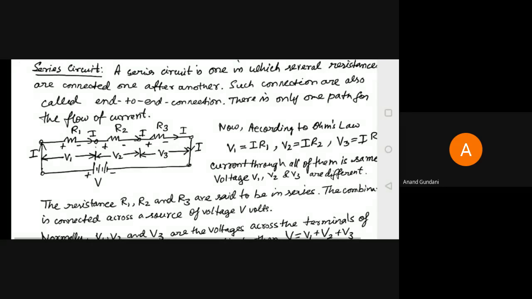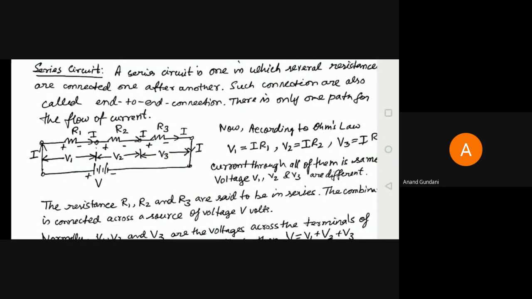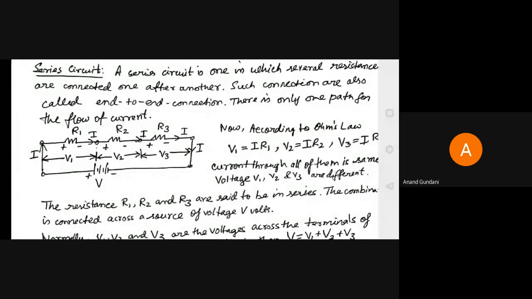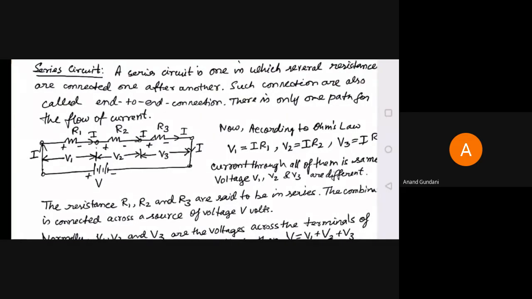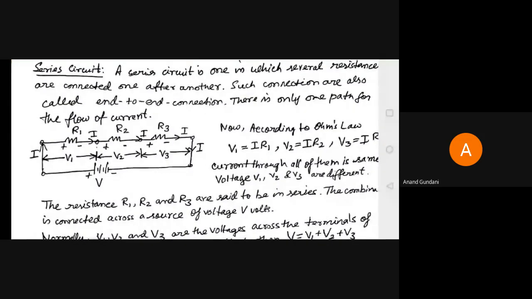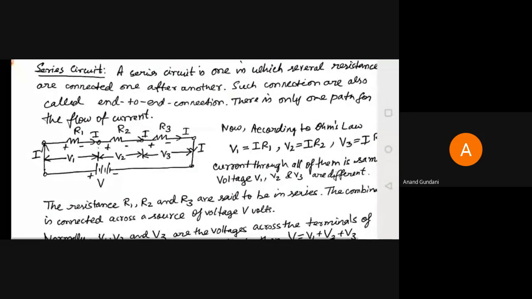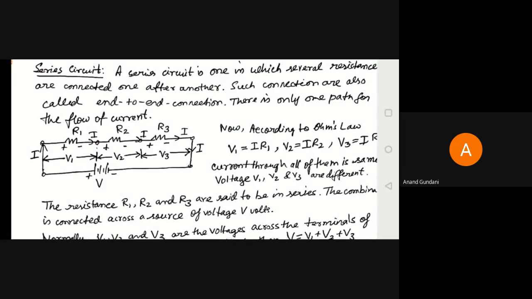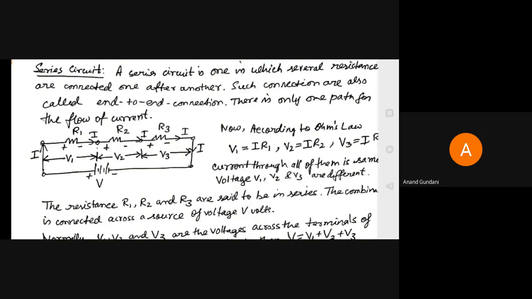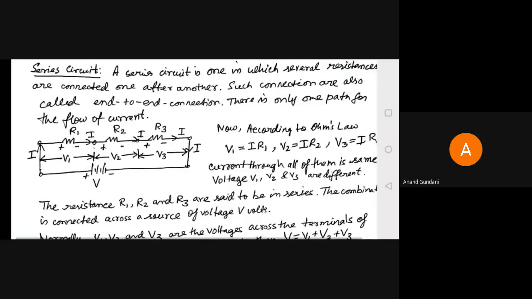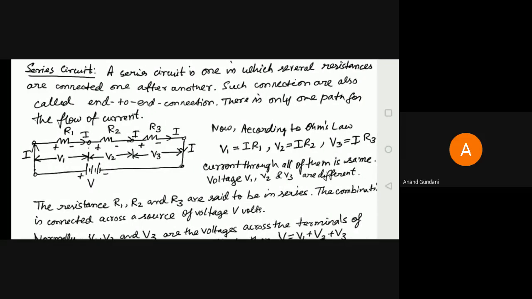There is only one path for the flow of current. Now, as you can see from the diagram, in this electric circuit, if we apply Ohm's law, which is V equals IR, then for the voltage drops across each of the resistances R1, R2, R3 separately, we will have voltage drops V1, V2 and V3.